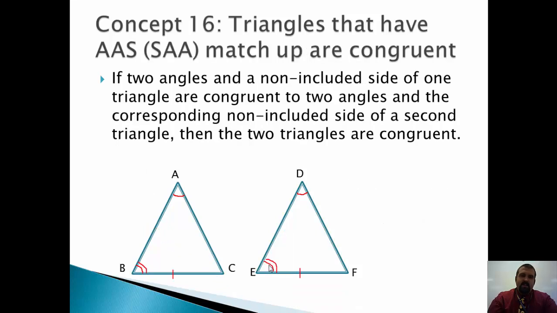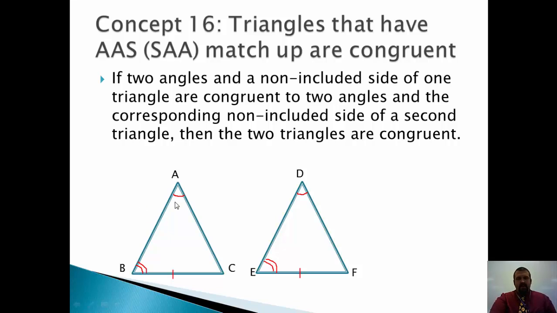Similarly, triangles that have angle angle side, or if you flip it around, side angle angle, it doesn't matter how you write it, it's still two angles and a side. If I have those match up, they are congruent. And this one ends up being a theorem. I could prove this using the last concept quite easily using the third angle theorem.